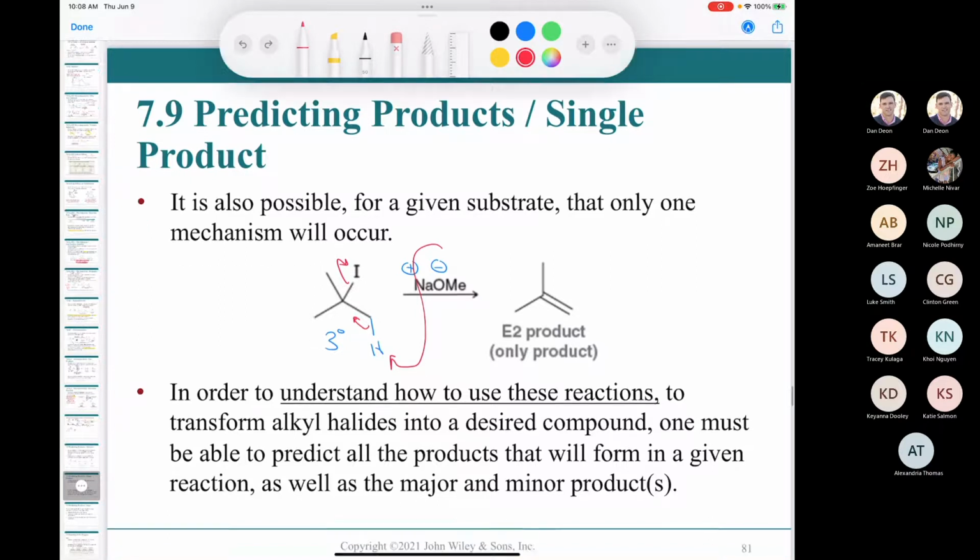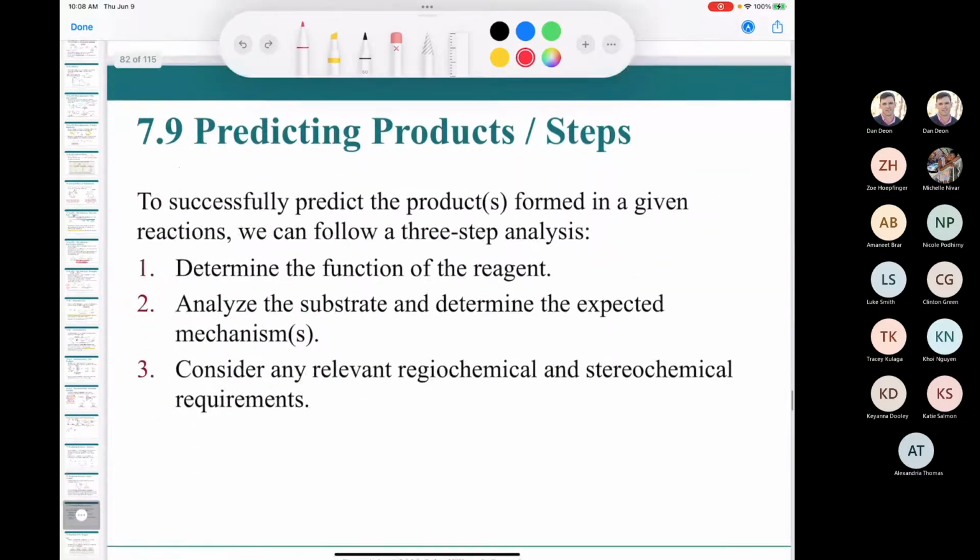So if you're wondering, is there a stepwise approach I could take? This is the stepwise approach laid out by the author of our textbook, Dr. Klein. He says, first I would look at the reagent. Is this a strong base, strong nucleophile, weak base, weak nucleophile? Then I would look at the substrate. Is this primary, secondary, tertiary, methyl? Is it benzylic? Is it allylic? Then I say, okay, I'm going to get this mechanism.